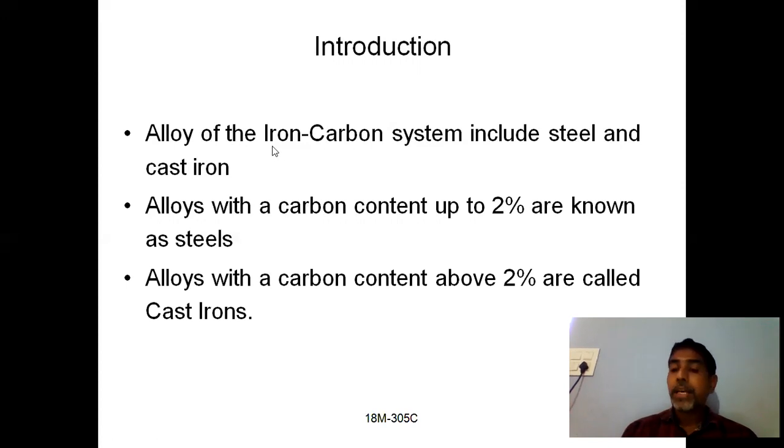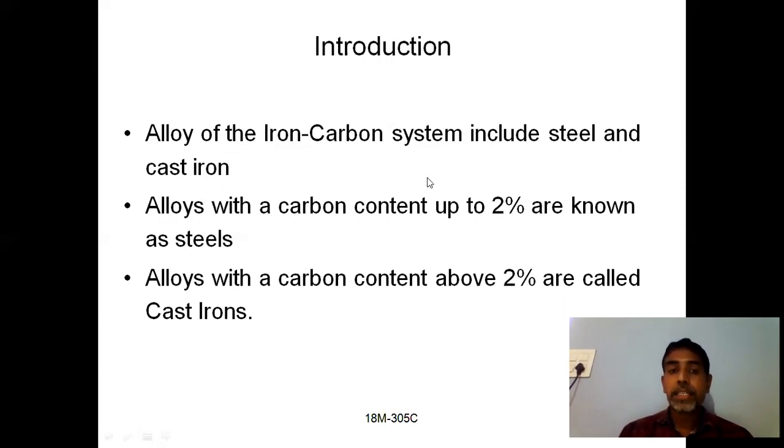Iron is a metal, and you have more than one material, in which you have iron as a metal. So we can call it an alloy. When you go into detail, this iron carbon alloy will have steels as well as cast irons.